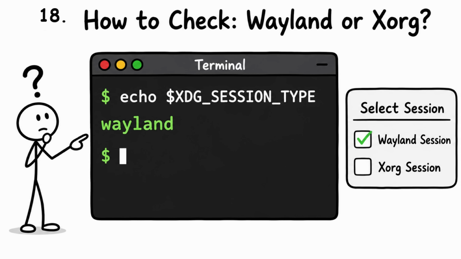So how do you know which one you're running right now? It's super easy to check. Open a terminal and type echo $XDG_SESSION_TYPE, and it'll tell you either Wayland or X11. On most modern systems, you'll see Wayland. If you're on Xorg, you'll see X11. You can also check at your login screen. Most distributions let you choose between a Wayland session and an Xorg session right there before you log in.